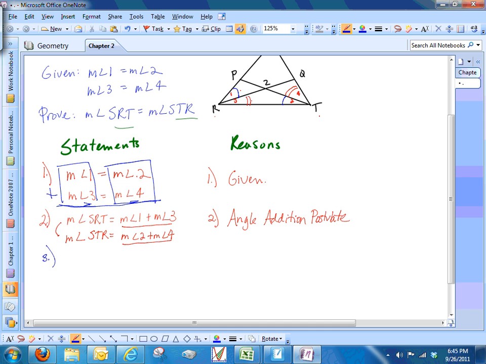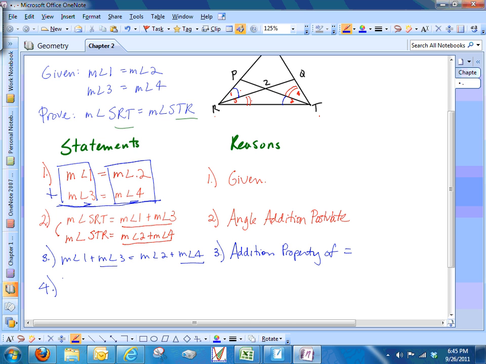I'm going to say the measure of angle 1 plus the measure of angle 3 is equal to the measure of angle 2 plus the measure of angle 4. 3 and 4 are equal, so I'm allowed to add them to both sides. What's the property that allows us to add things to both sides? Well, addition property of equality.